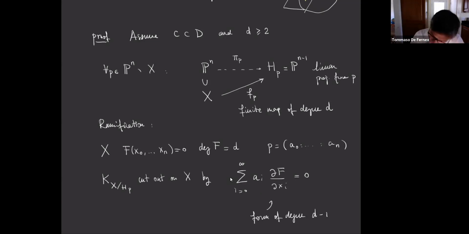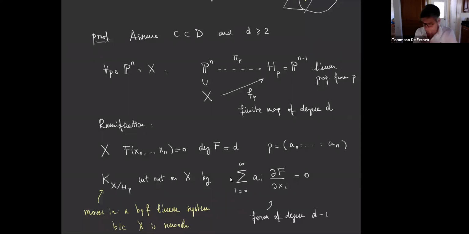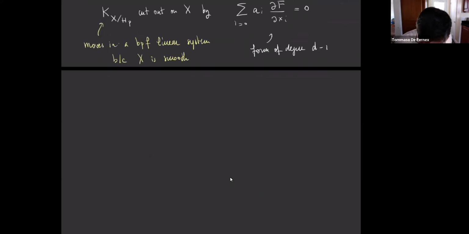So what do we see from here? What we see is that this moves in a base point free linear system, because X is smooth. Okay, so we're going to use that. So I insist on not fixing coordinates depending on P, but rather fixed coordinates, and then I take a general P, so that I see that there is a linear system.